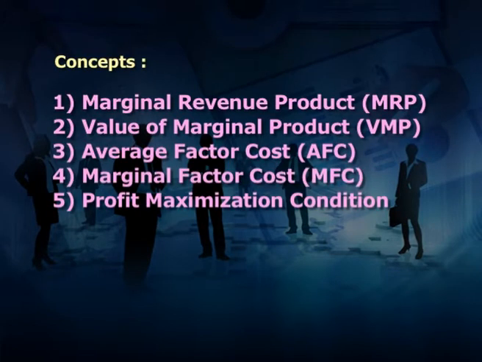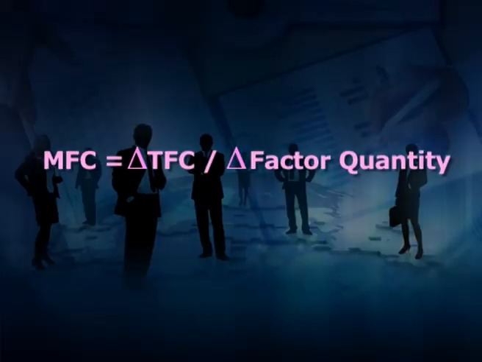Next is marginal factor cost, MFC. MFC is also known as marginal input cost. MFC is the change in total factor cost caused by hiring an additional unit of the factor. Thus, MFC is equal to change in TFC divided by change in factor quantity.